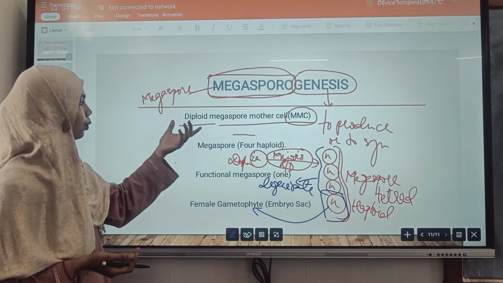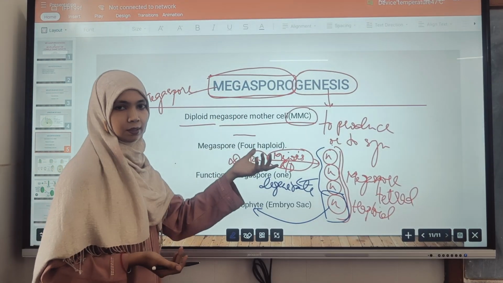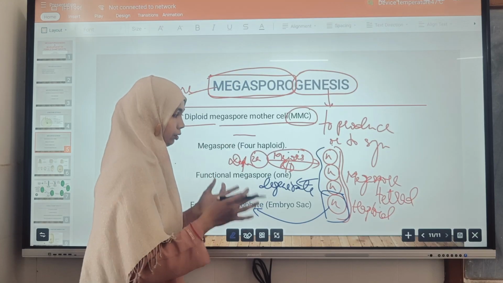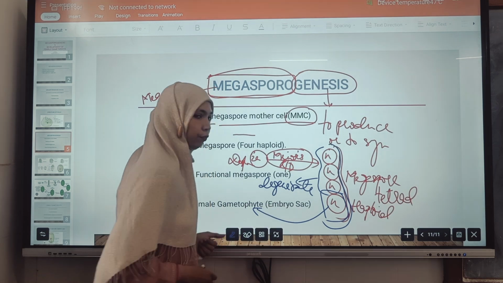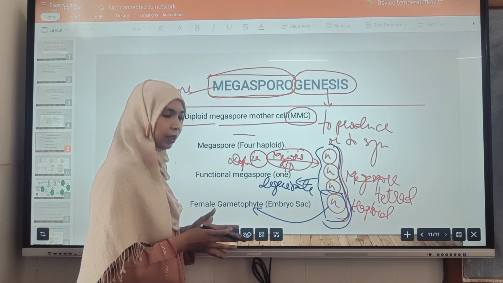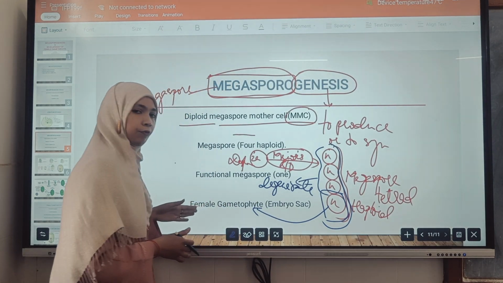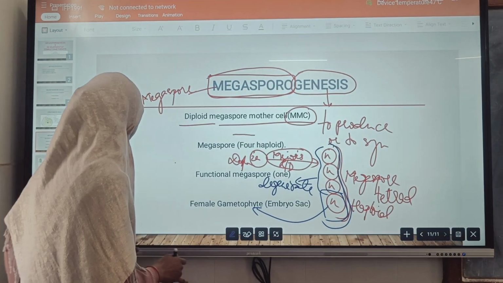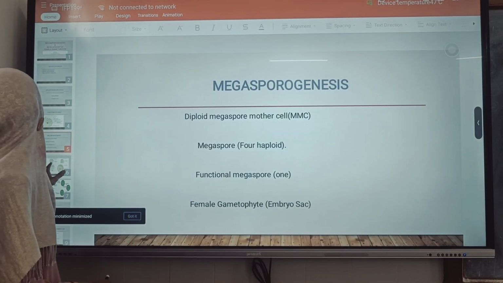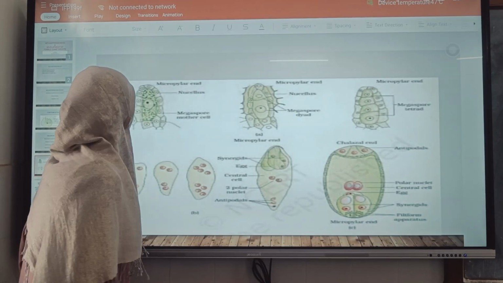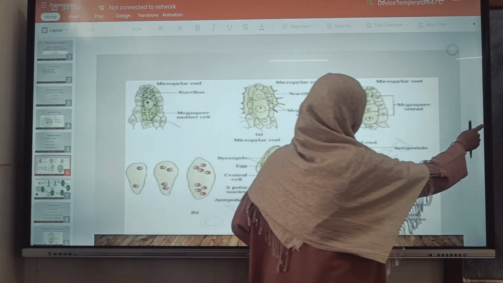So megasporogenesis is the process of formation of megaspores from a megaspore mother cell through meiosis, and by this it gives rise to 4 megaspores, out of which 3 become degenerate and only 1 is functional, which develops into the female gametophyte. Now let us make this more clear with the help of a diagram.